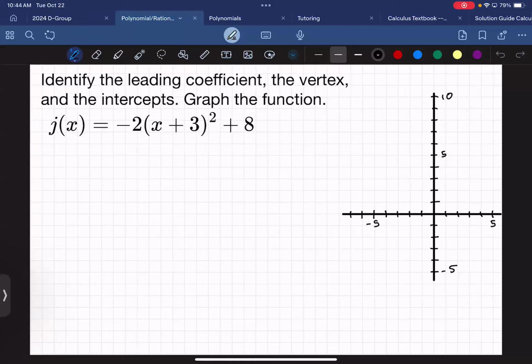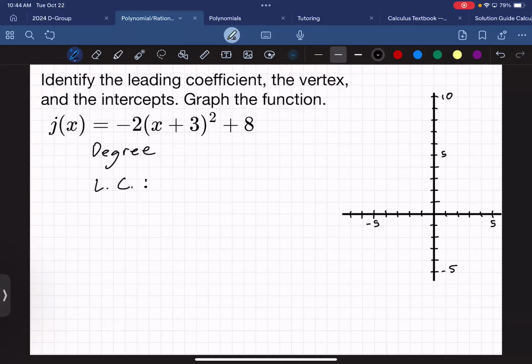Some things that we definitely want to look at: what's the degree of the polynomial we're working with? What is the leading coefficient? And when we look at that leading coefficient, we definitely want to recognize if there's a reflection or not. So what's the degree of j of x here?